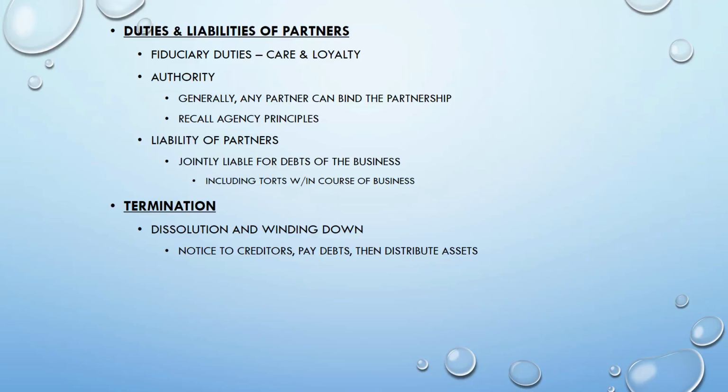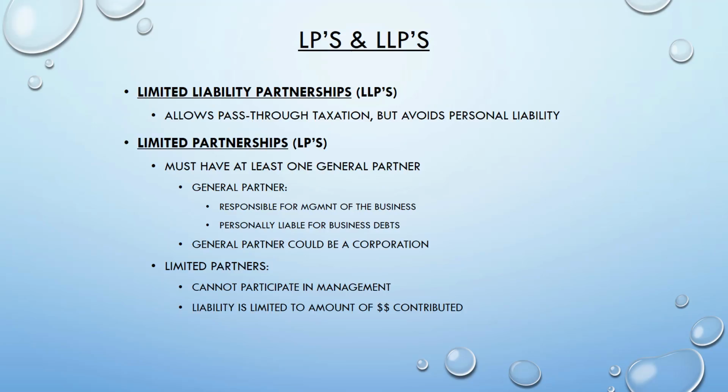As far as terminating a partnership, there's a dissolution and winding down process that has to occur. Notice has to be given to any creditors, debts have to be paid, and then the remaining assets can be sold or distributed to the partners. Two special types of partnerships are limited liability partnerships and limited partnerships. A limited liability partnership, or LLP, allows pass-through taxation, so the profits are taxed as personal income, but it allows the partners to avoid personal liability.